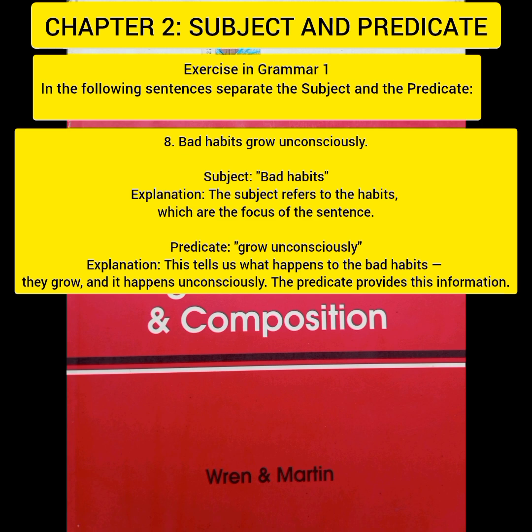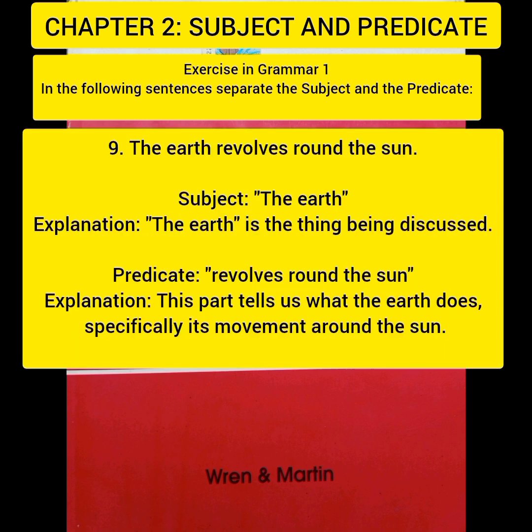8. Bad habits grow unconsciously. Subject: bad habits. Explanation: the subject refers to the habits, which are the focus of the sentence. Predicate: grow unconsciously. Explanation: this tells us what happens to the bad habits, they grow, and it happens unconsciously. The predicate provides this information.